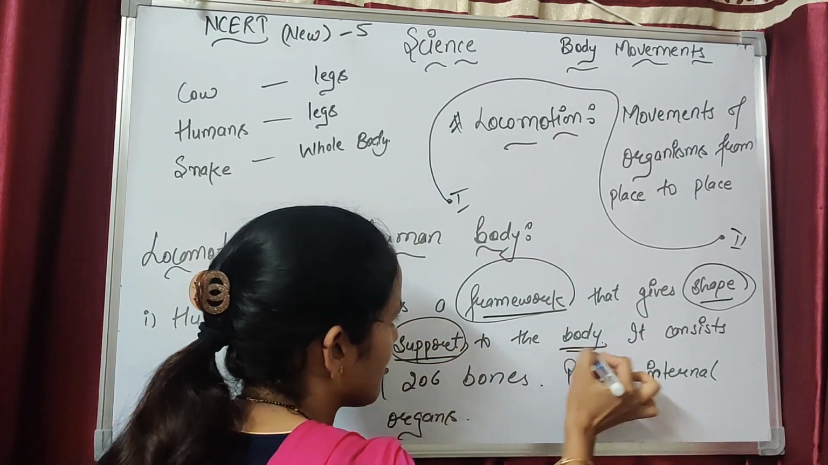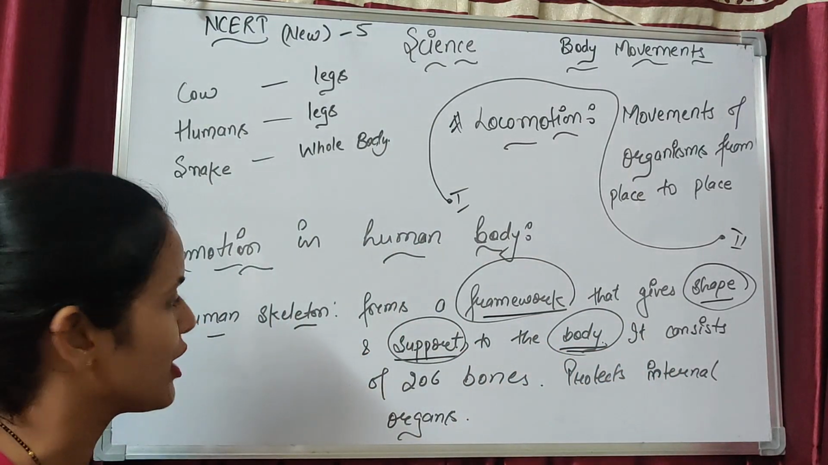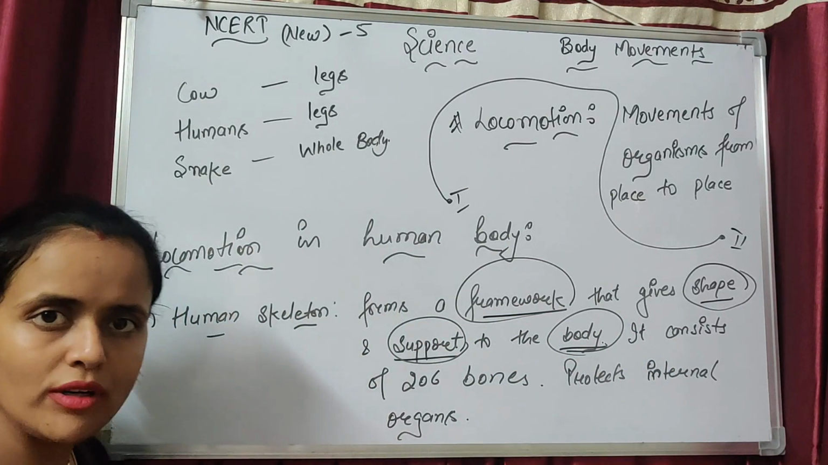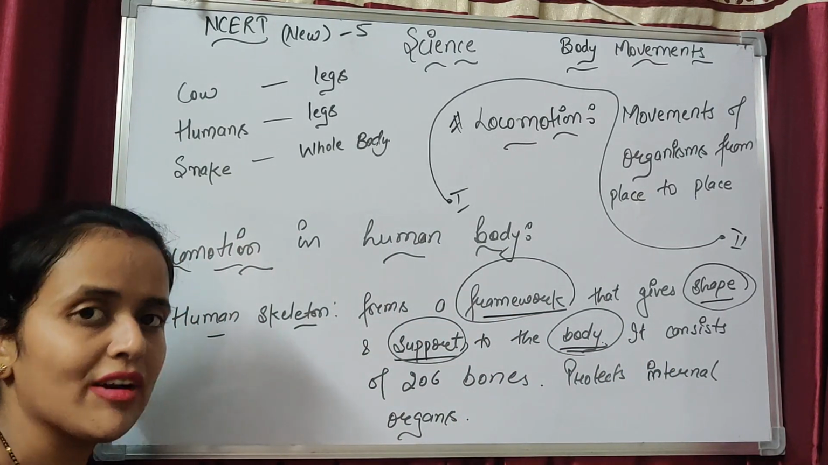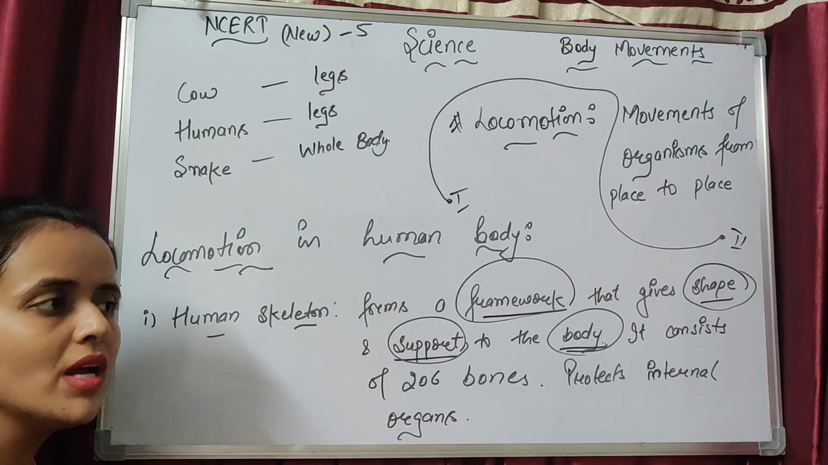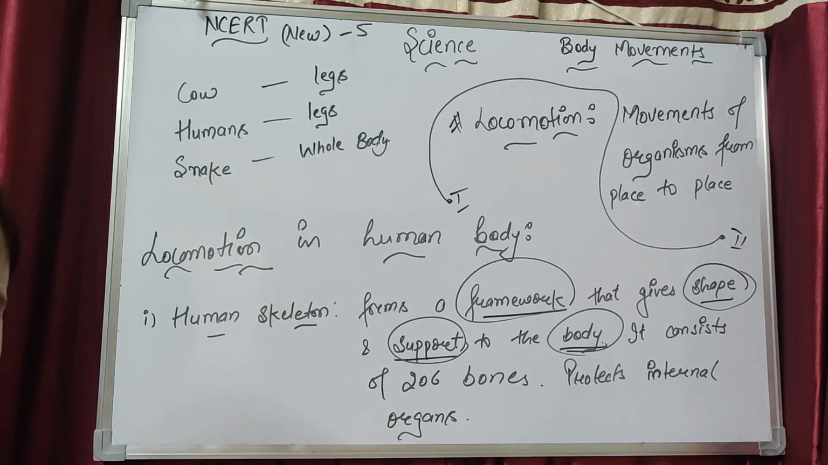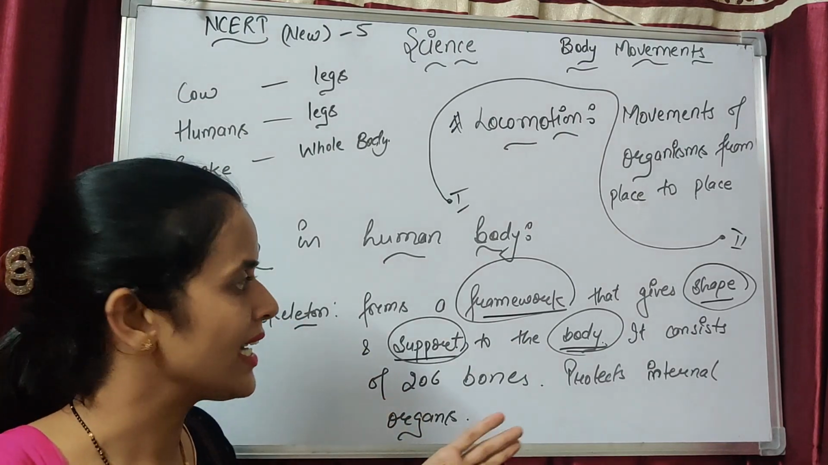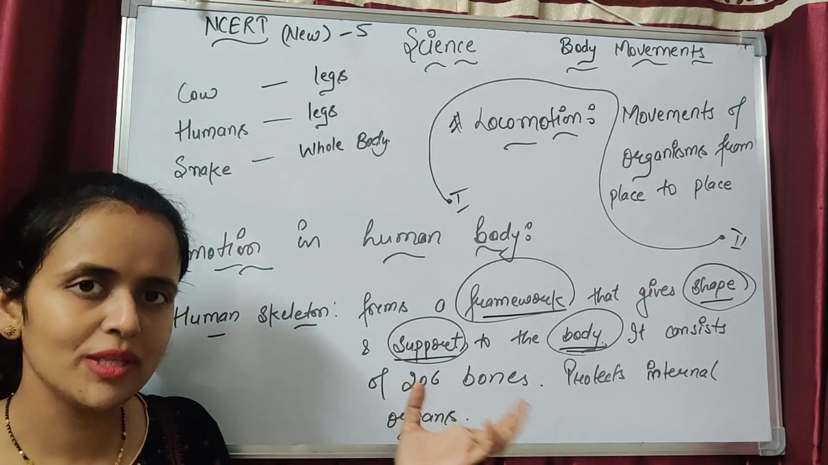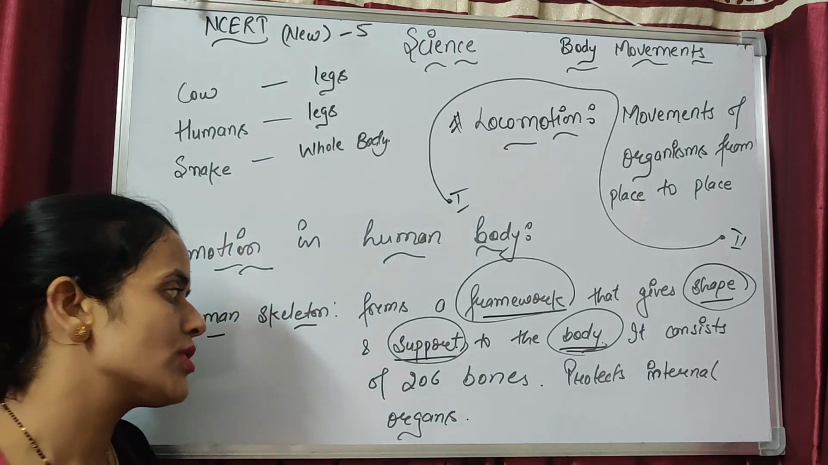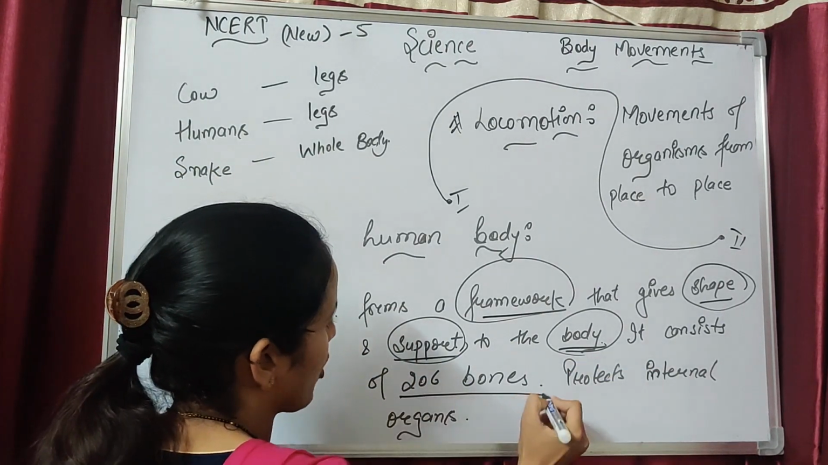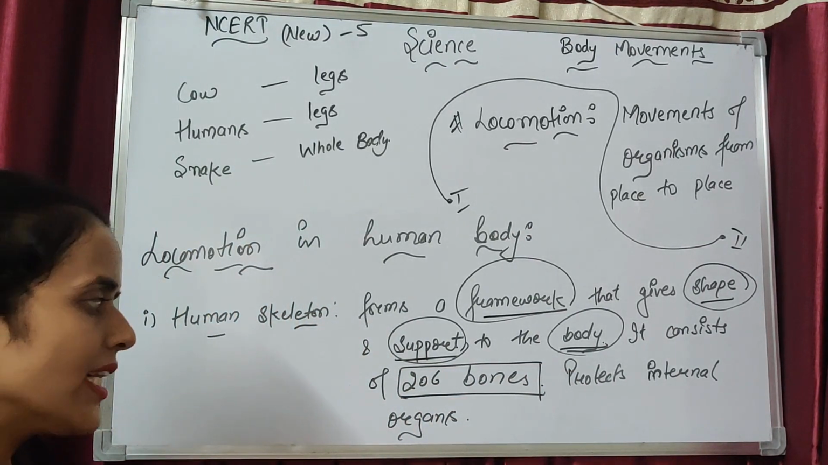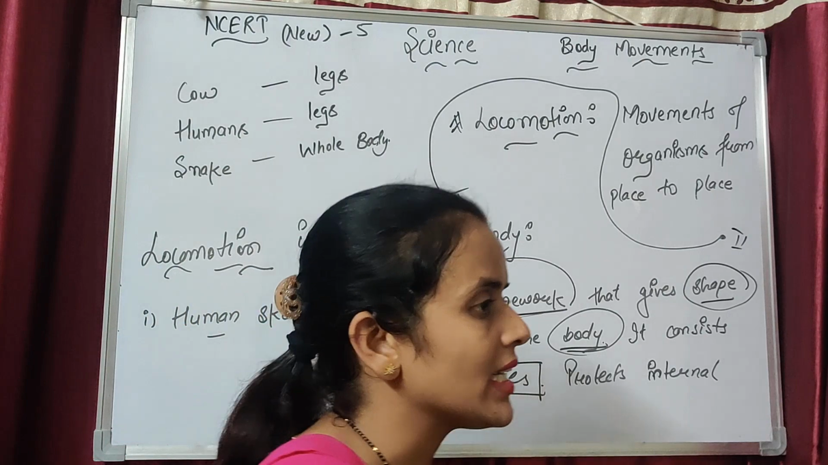Underline these and remember: while you are writing the definition of anything, please note down the important words, because without these important words, there is no meaning of the definition. Otherwise you may be writing a mismatched or misleading answer. The human skeleton forms a framework that gives shape and support to the body. It consists of 206 bones, and it protects internal organs.